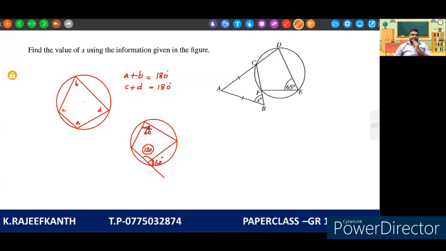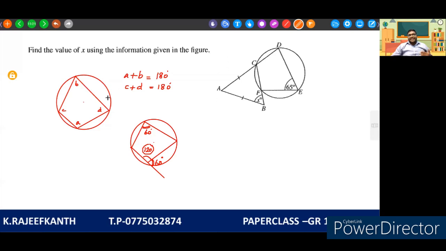There are two theorems. First one, opposite angles of a cyclic quadrilateral are supplementary. That is why here I have written that A plus B is equal to 180 and C plus D is equal to 180. And also, when we produce a side of a cyclic quadrilateral, an exterior angle is formed. You know that. Then the exterior angle is equal to the interior opposite angle. So these two theorems are in cyclic quadrilaterals.